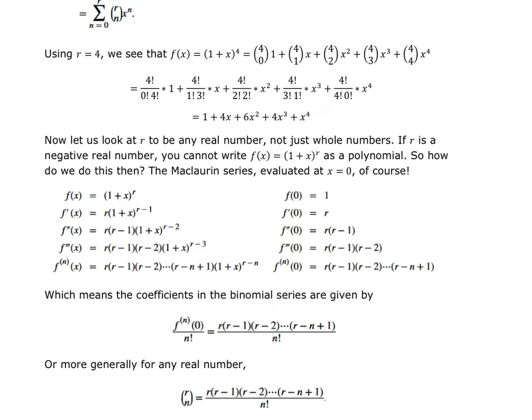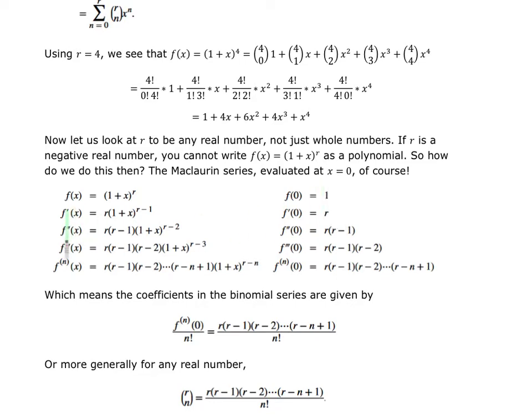So then, if I want to expand this out for any power r that's a real number, then what I may have is not a polynomial. I may not end up with a polynomial. So how do we do these when my r is, say, 1/2? Well, we use the Maclaurin series, evaluated at x equals 0.